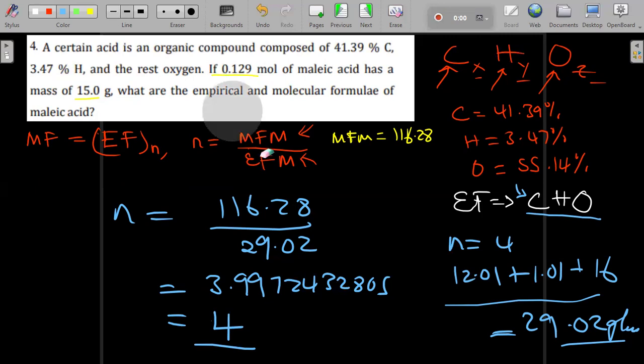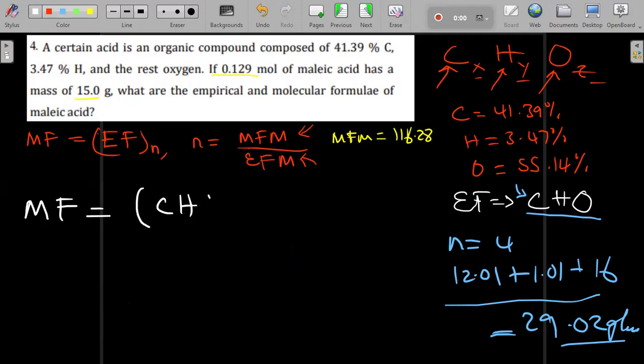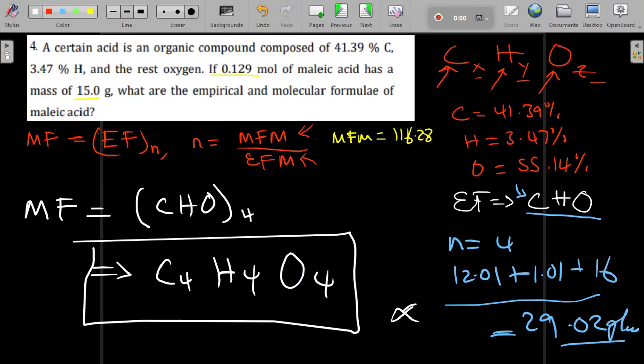So if our n is 4, we can now find the molecular formula. The molecular formula will be equal to the empirical formula CHO multiplied by the factor 4. So our molecular formula will be C4H4O4. So this here is our molecular formula. Okay, and we are done with this question, unless there are other questions. Any other questions there?